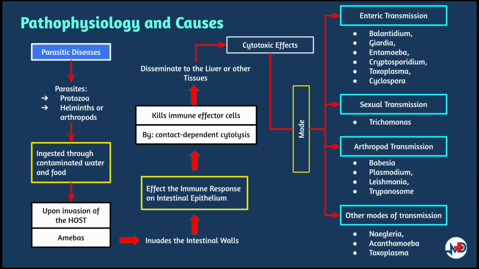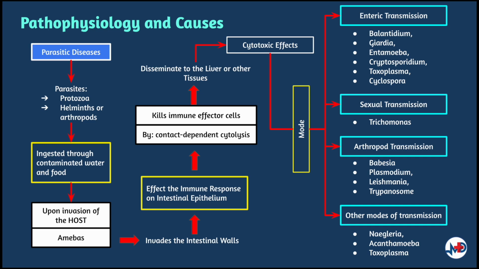The classification of representative protozoa according to mode of transmission can be done as follows, where you can have enteric transmission, such as caused by Giardia, Entamoeba, Cryptosporidium, Toxoplasma, Cyclospora, and Microsporidia. Next would be sexual transmission, such as caused by Trichomonas, and arthropod transmission, such as Babesiosis, Plasmodium, Leishmania, and Trypanosoma. Other modes of transmission include Enteroamoeba and Toxoplasma, while Toxoplasma is the only pathogenic fecal-oral transmitted protozoa that has not been associated with gastroenteritis.